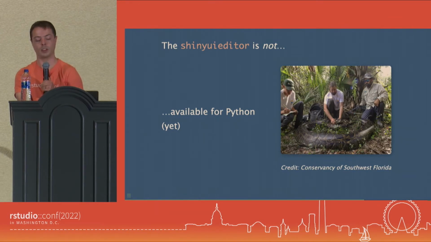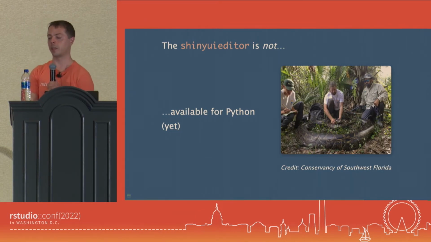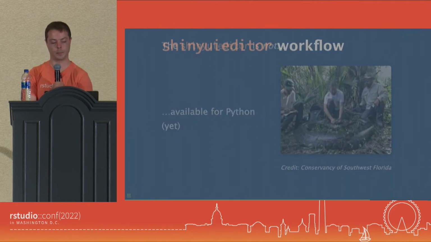Shiny UI Editor is also not available for Python. You may have noticed that RStudio, now Posit, and the Shiny team have been making inroads in the Python community, but the UI editor has not. So this is just for Shiny for R right now. That being said, as both the UI editor and Shiny for Python mature, the goal is to bring it to Shiny for Python as well.